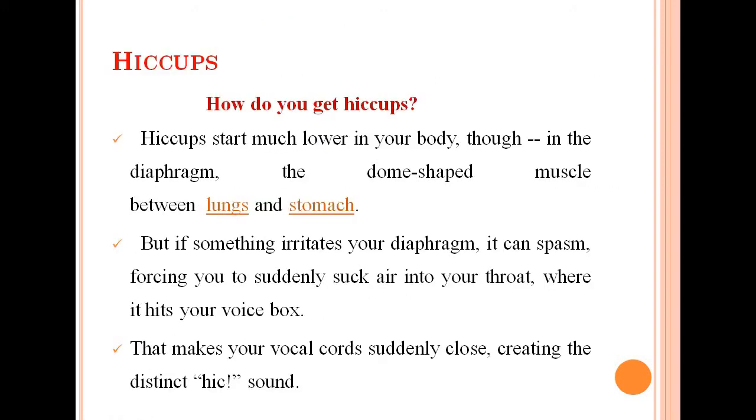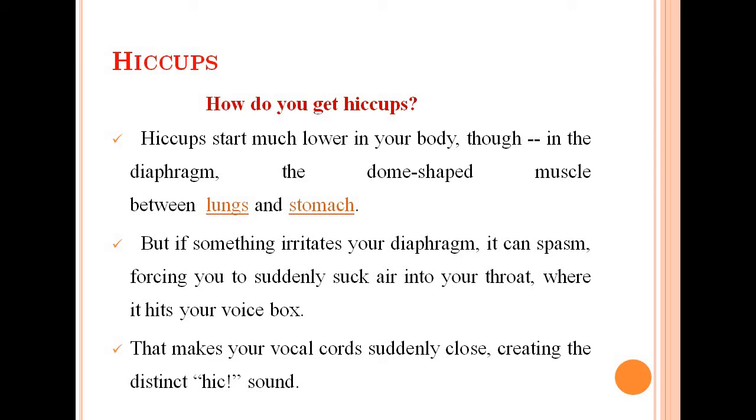Now in the next slide we are going to study how we get hiccups. Hiccups start much lower in the body, in the diaphragm, the dome-shaped muscle between the lungs and stomach. But if something irritates your diaphragm, it can spasm, forcing you to suddenly suck air into your throat where it hits your voice box, and that makes your vocal cords suddenly close, creating the distinct hic sound.